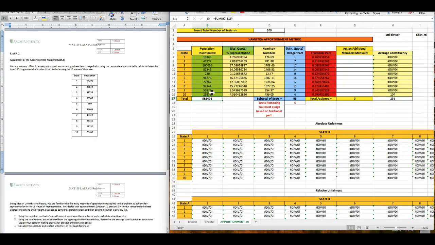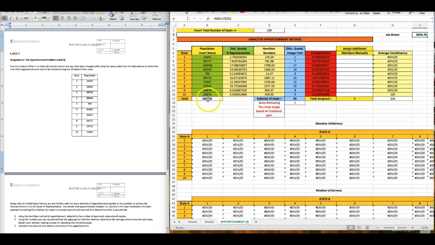So the first thing that we have to do is called a standard divisor. And standard divisor just basically says, hey, what's going to be the average population for each state, okay? If we just took this number, added all up, and divided by 10. So as you can see, if we take that divided by, in this case, 100, then of course you see that we end up getting 5,854.76.